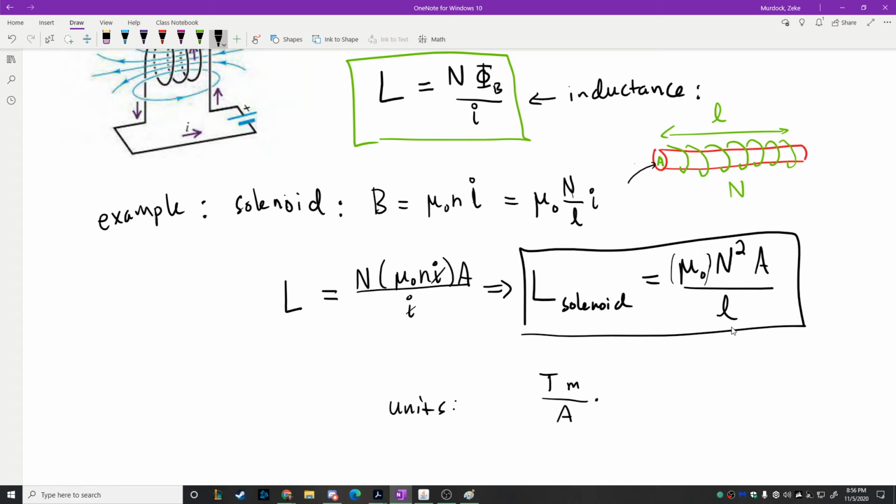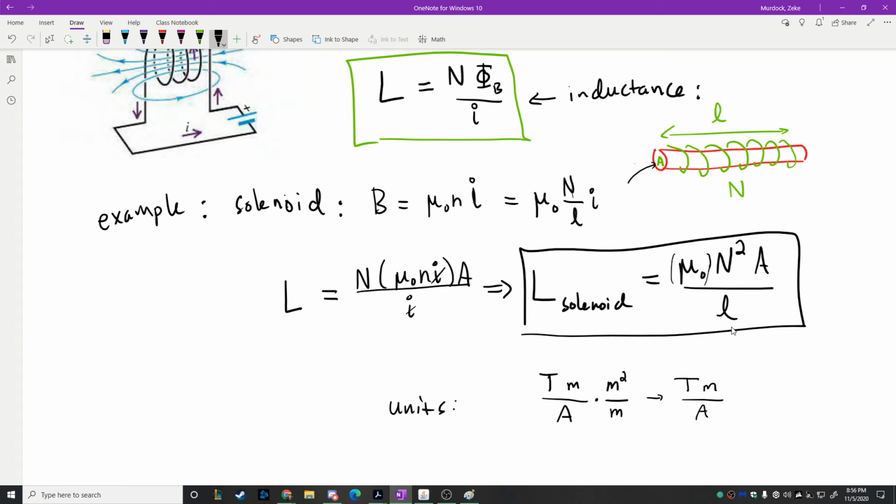All right. So units, we've got mu naught, which is Tesla meter divided by amp. We've got N, which is number of turns. That does not have a unit. We have A, which is meters squared, right? And then we have L in the denominator, which is meters. So actually what ends up happening here is these two meters cancel, and our units are basically Tesla meters divided by amps. And if we want to know what that is in some other type of a unit, we want to do something with our Tesla meters here.